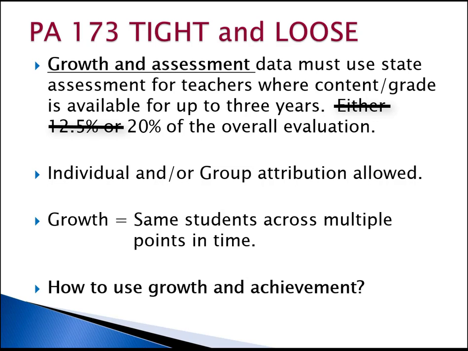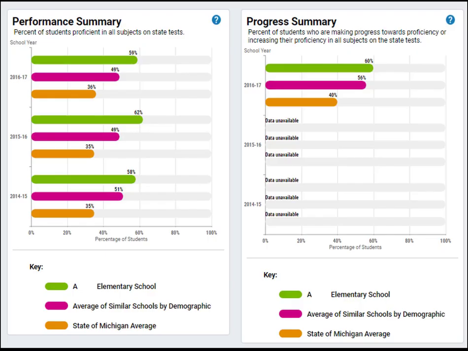It might be helpful to touch upon some of the ways that we're currently measuring growth to get a better understanding of this third option, which is called adequate growth with standard error. This past winter, MDE introduced a new concept both on the parent dashboard and on the school index. On the parent dashboard, they showed us that their performance summary was the percent of students proficient in all subject areas, and that their progress summary was the percent of students who are making progress towards proficiency or maintaining proficiency. This is known as adequate growth.